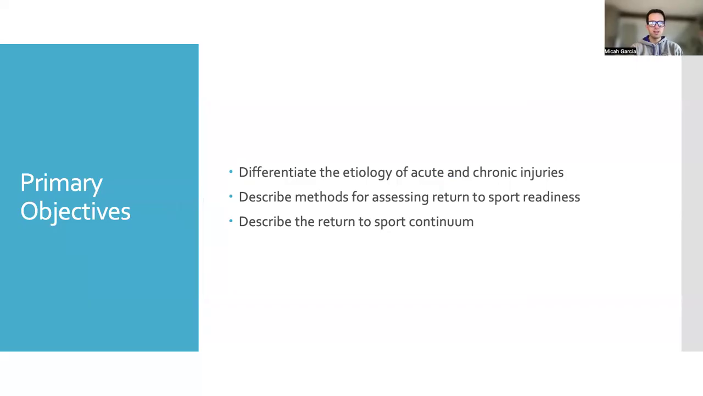So the primary objectives for this lecture are to be able to differentiate the etiology of acute and chronic injuries, to describe different methods for assessing return to sport readiness, and then to ultimately describe the return to sport continuum.